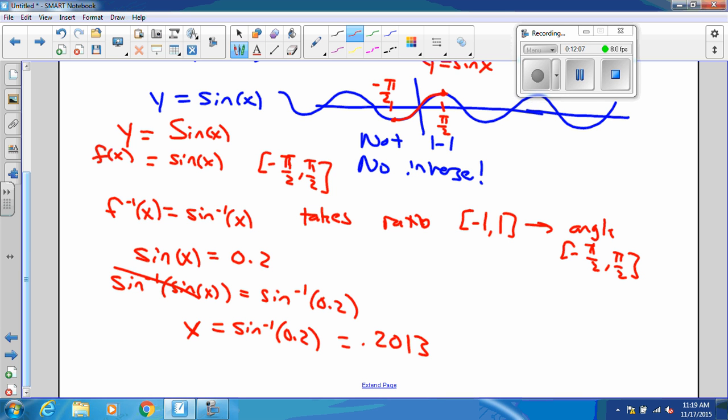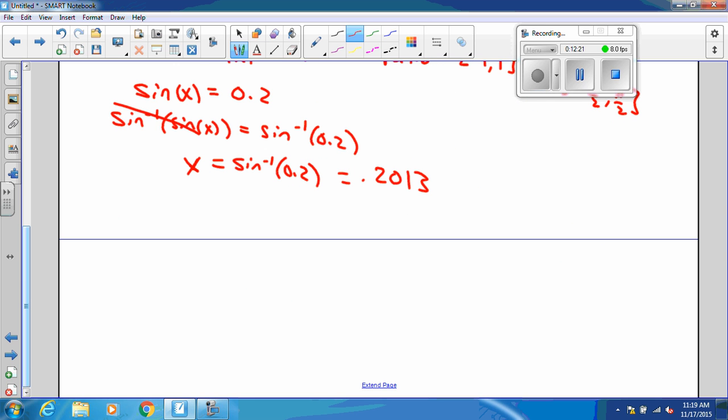Either one of these would be perfectly acceptable as an answer to the problem. But it's only valid for the first and the fourth quadrants. Notice that the inverse sine of a positive number is going to give me a first quadrant angle. If I take the inverse sine of a negative value, go ahead and do that, and you should get an angle in the fourth quadrant.